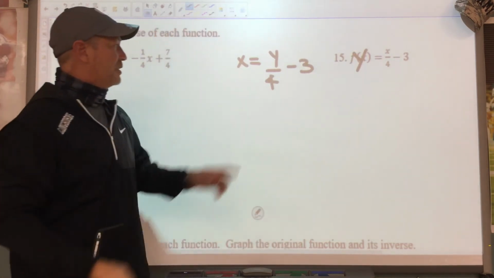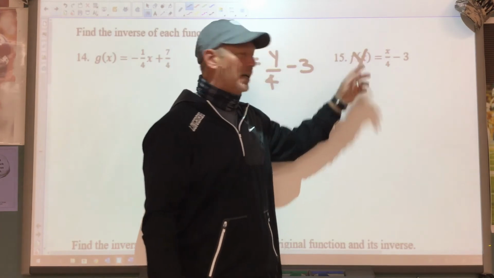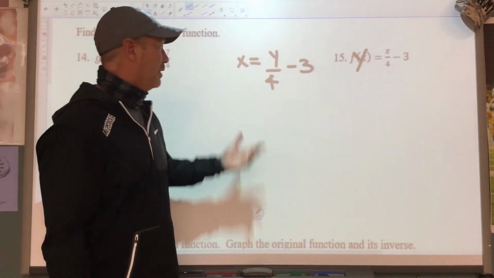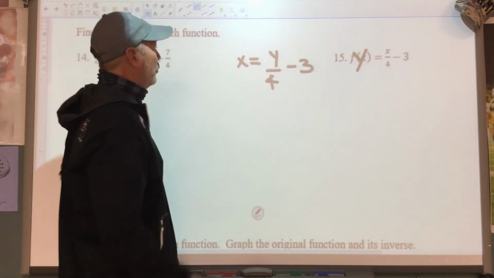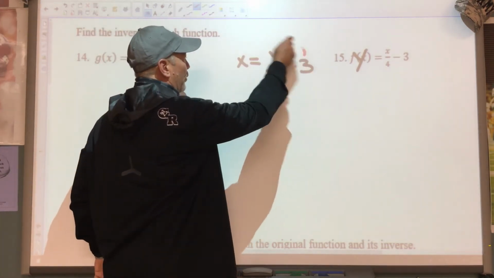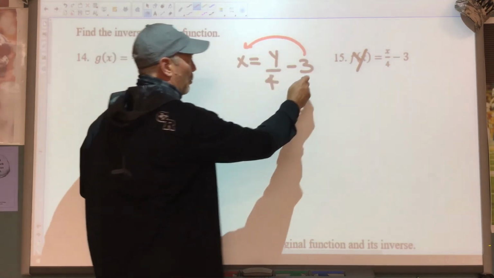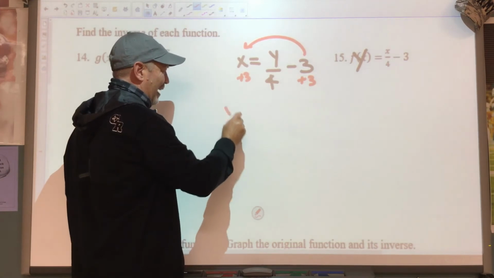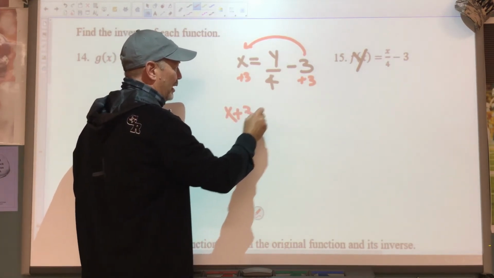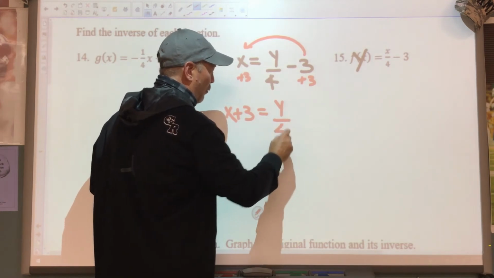Okay? Step 1 is we switch places with the x and the y. Step 2, we need to get y by itself. So we're going to move the 3 to the other side. We want to move the 3 so we can get the y by itself. So we're going to go plus 3, plus 3. X plus 3 equals y over 4.